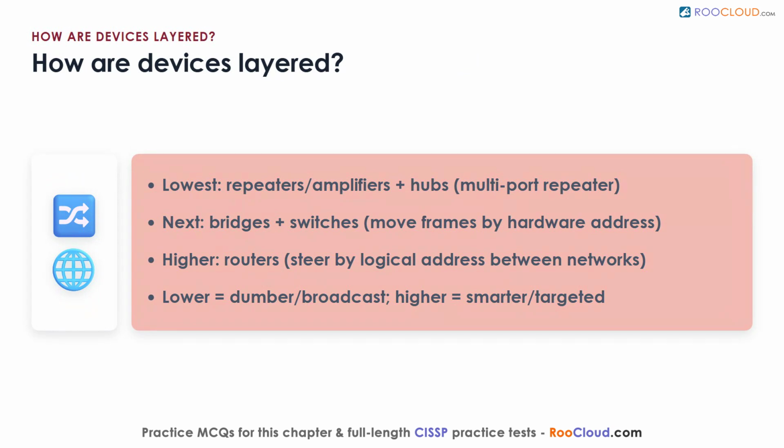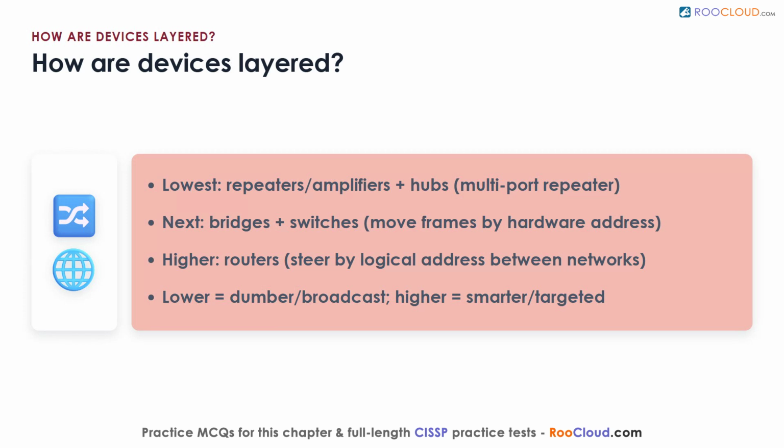At the lowest layer sit signal boosters, repeaters, concentrators, and amplifiers, plus the hub, which is really just a multi-port repeater. One layer up work bridges and switches, which move frames by hardware address, with switches able to carve out separate segments. At the next layer up sit routers, steering traffic by logical address between networks.